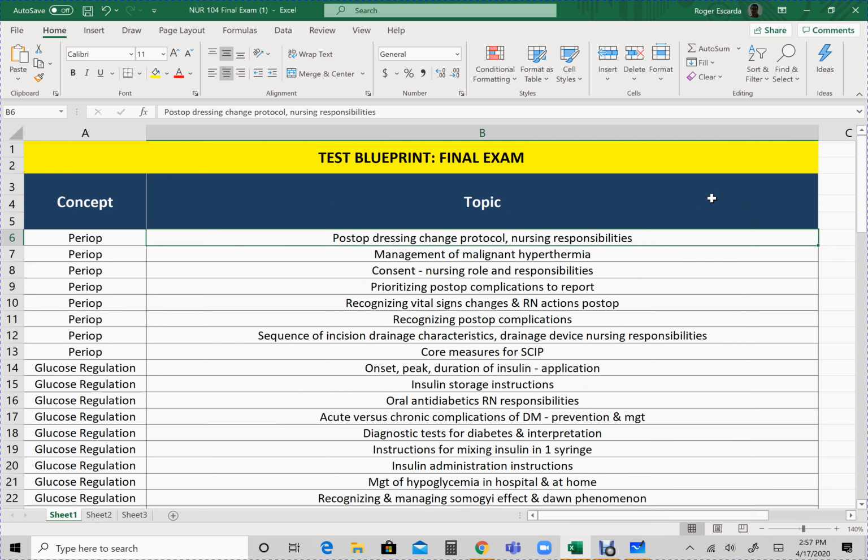So line number 6, this is the topic. Please take note that these are the topics of the questions. I did not tell you whether it's an assessment, intervention, or evaluation step in the nursing process. So you have to know all steps. I mean all aspects of the dressing change protocol.